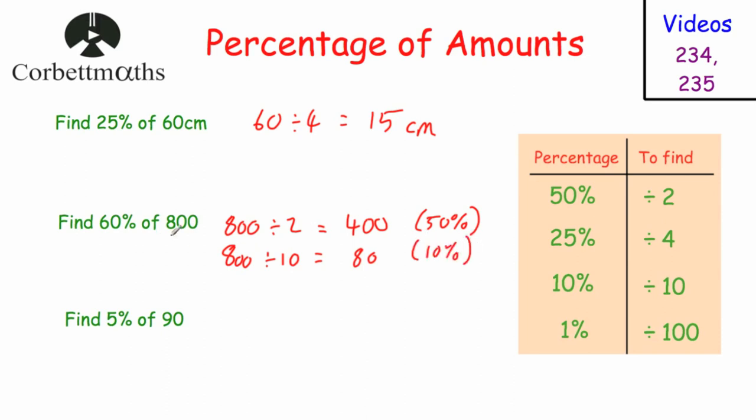Now we want to find what 60% is, so we would add these two together. So if we add our 50% and 10%, we will find 60%. Now 400 plus 80 is 480. So 60% of 800 is equal to 480.